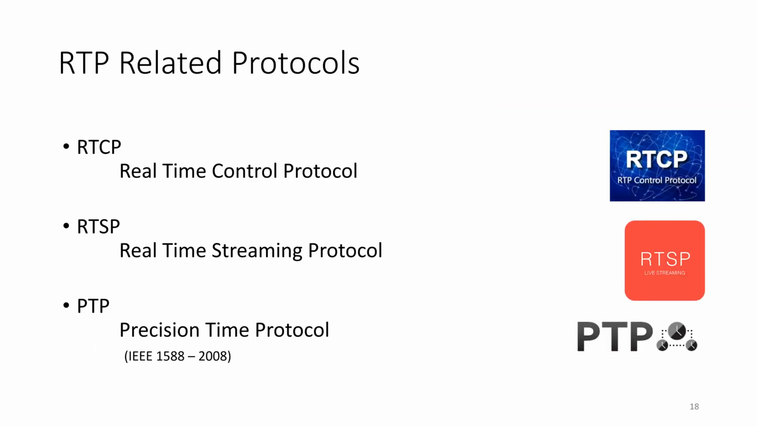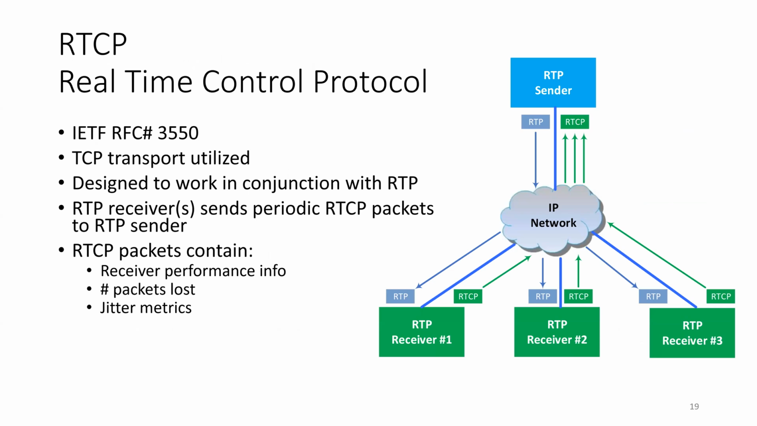Now, related to RTP, there are some other protocols we need to at least mention. The first is the real-time control protocol, the real-time streaming protocol, and the precision time protocol. Again, separate protocols, but at the same time often used in conjunction with RTP, particularly the real-time control protocol. Looking at the real-time control protocol, once again defined under the same RFC as RTP, it basically provides for the receiver to send periodic packets of network performance information back to the RTP sender.